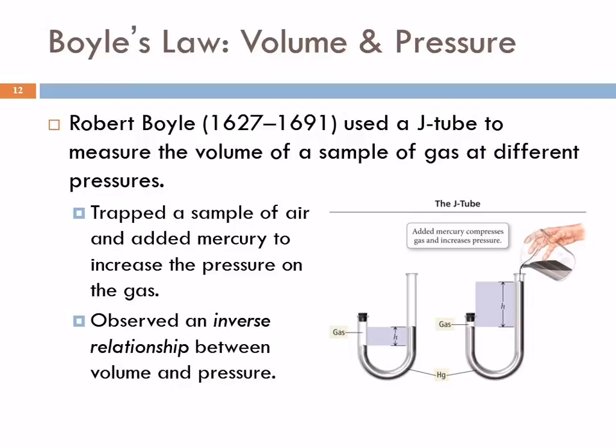Then he would change the pressure of the gas by adding more mercury to the tube. You add more mercury here, it presses down more, and it causes the volume of the gas to decrease. So he changed the pressure. He's measuring this distance so he can measure the pressure of the gas, and he's looking at the volume of the gas as well. He found that when you increase the pressure, the volume decreases.